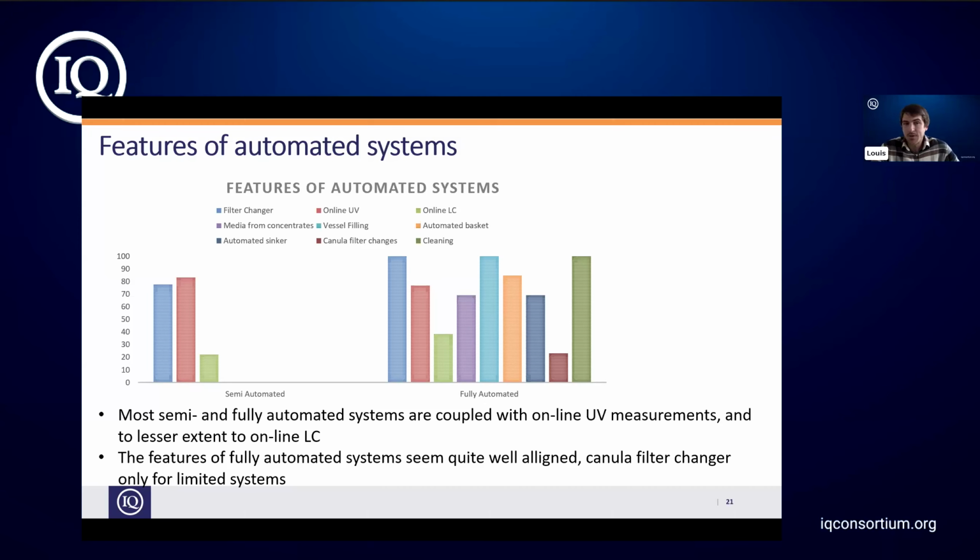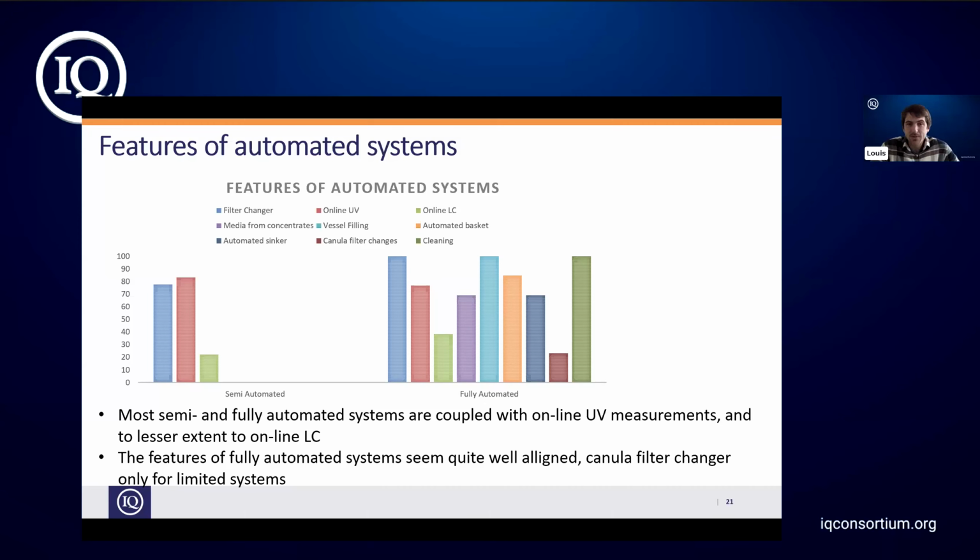A similar comment for actually capsule or tablet testing with sinkers. You can, of course, preload your tablets or capsules in sinkers, and then a tablet dropper can drop them. But at the end of the run, you also have to retrieve the sinker. And there we see also around 70% of systems has that capability.